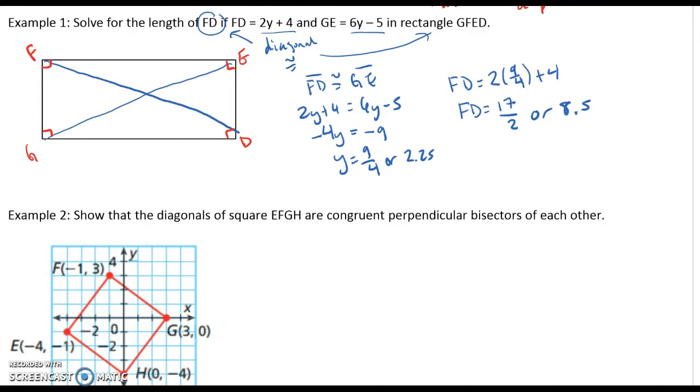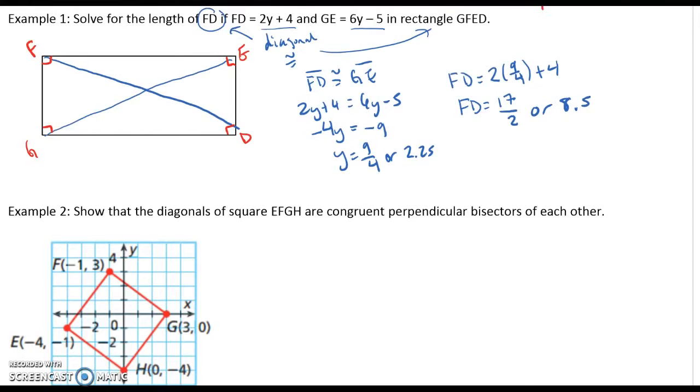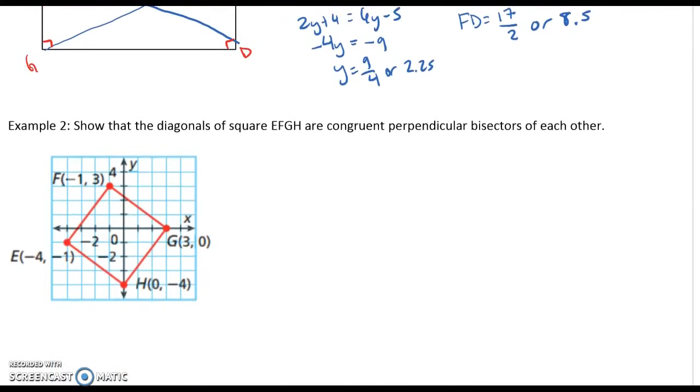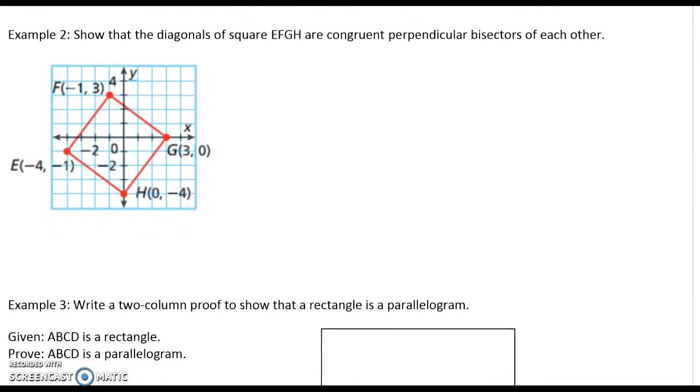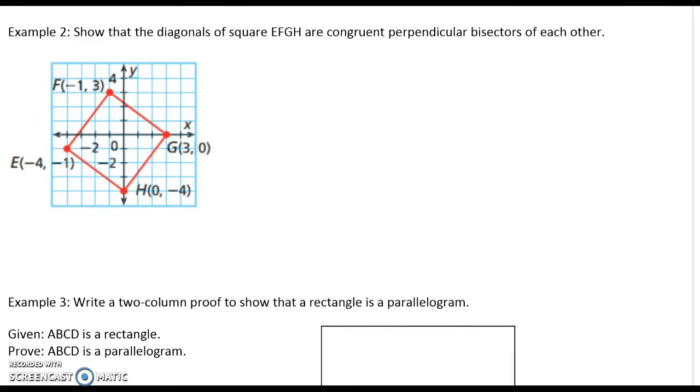Or exactly 8.5 actually. All right, finally, let's go ahead and do the second example for the rectangles. We're going to show the diagonals of square EFGH are congruent perpendicular bisectors of each other. So again, when we're doing our coordinate proof, you want to think about how would we show these things? How do we show congruence? How do we show perpendicular? How do we show bisectors? And all that good stuff.